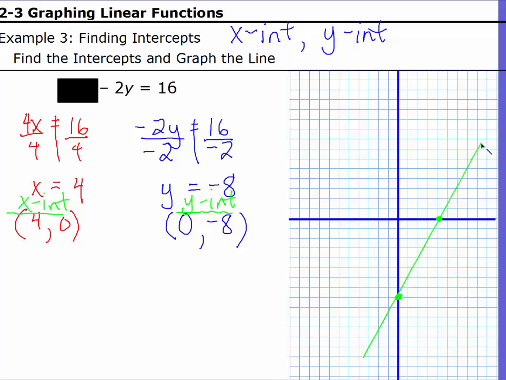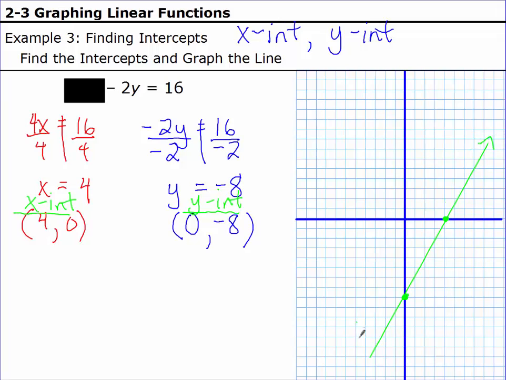And that's it. I don't need to do anything else. I was able to graph my line and I found my intercepts. Those are the 2 things the problem asked me to do: find the intercepts and graph. So we're done.